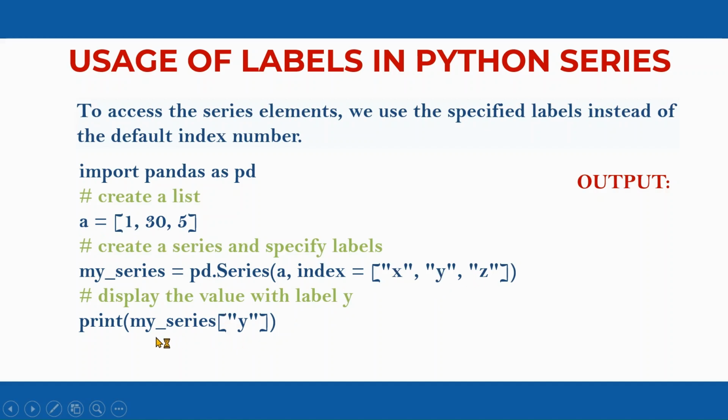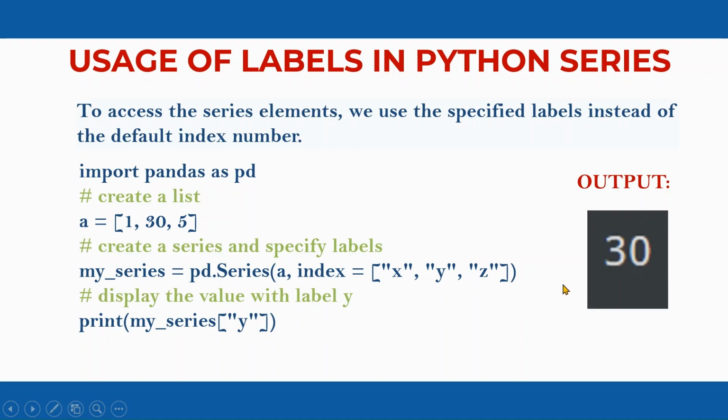But here you can see I'm giving y on the series you created. This is the index value. So the second, y, is mapping to what? 30. So you're going to extract 30 as the answer. Instead of a number, I'm giving the label as an index value, so you get the output as 30. Suppose I give x, your answer will be 1. Suppose I give z here, your answer will be 5. So like this you can extract the elements. You can change the index labels and access those elements through the index labels.